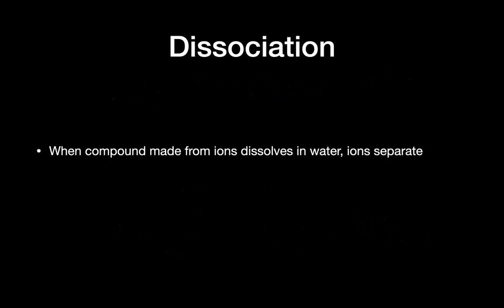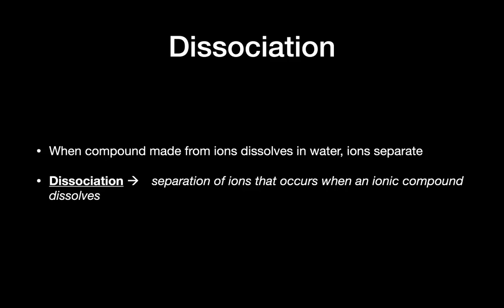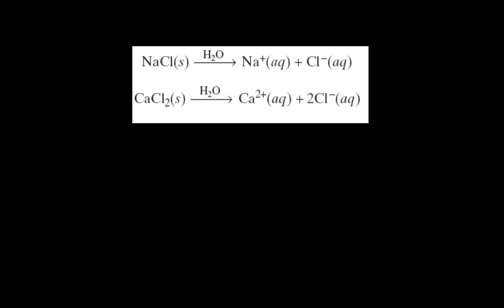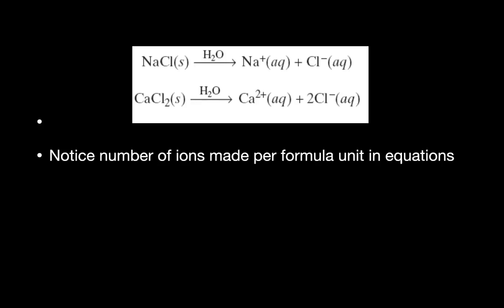So when an ionic compound dissolves in water, the ions separate. Dissociation is just the separation of ions that occurs when an ionic compound dissolves in water. When sodium chloride dissolves in water, again, the sodium ion and the chloride ion exist already as a solid, but they just separate. And another example is calcium chloride. It will form calcium ions and chloride ions. Again, it's dissociation, not ionization.